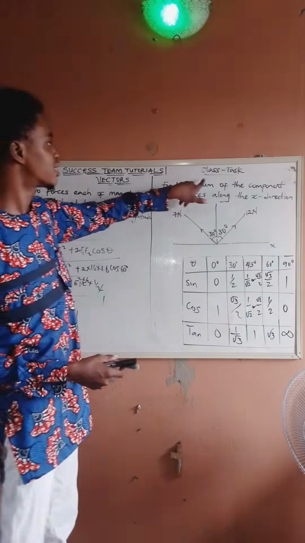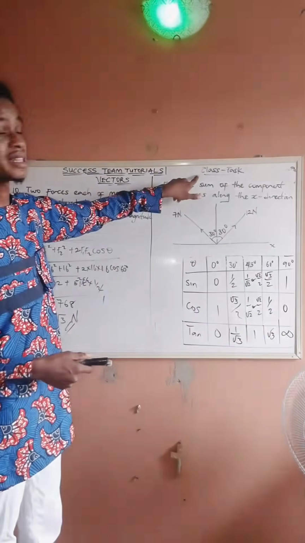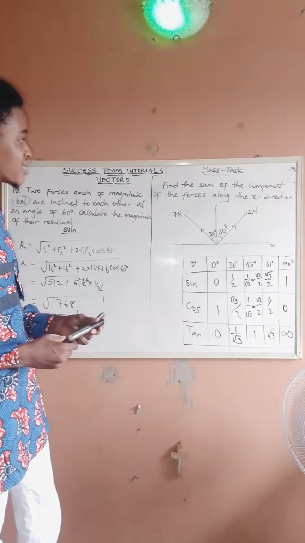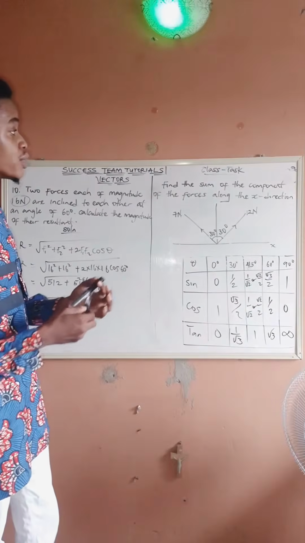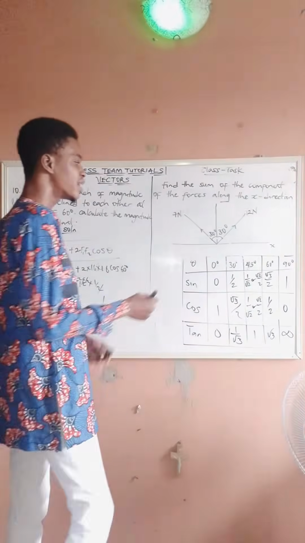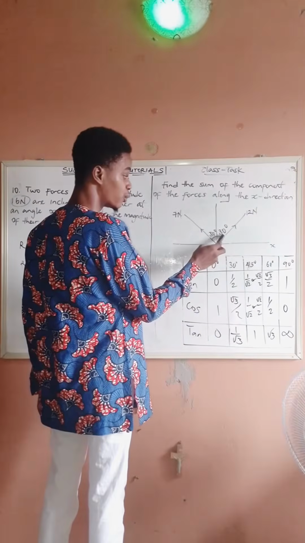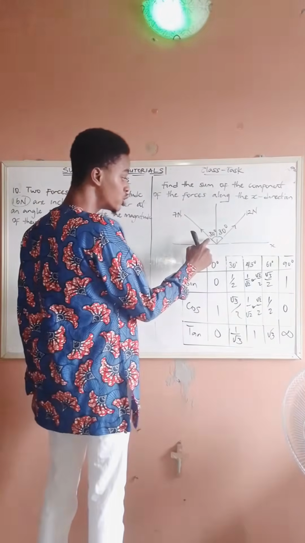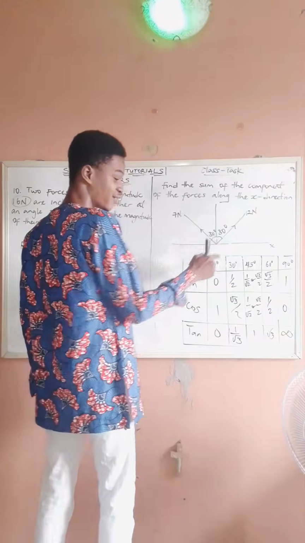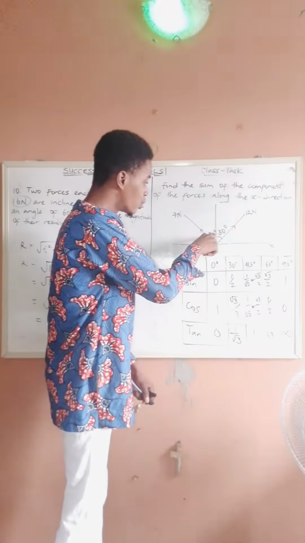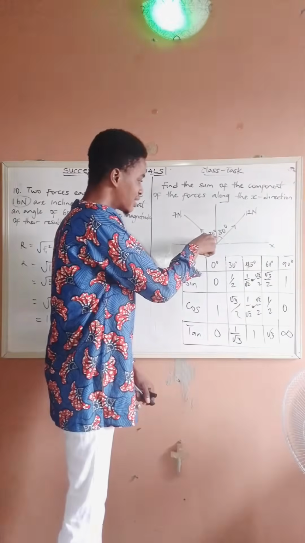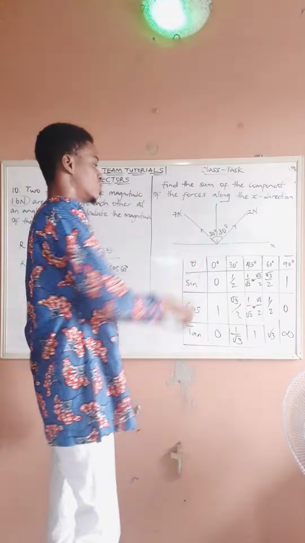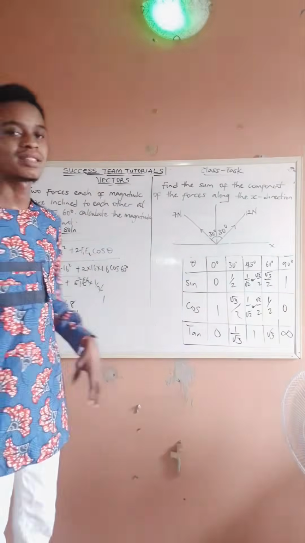So now, this is your assignment. Try this out. Find the sum of the components of the forces along the x-axis. Now, instead of giving you the angle from here to here, they give it inside. So you can use this one to find this one. You need this angle and not the one that is given to you. And you should know that from here to here is 90. So if here is 30 degrees, it means that this side is 90 minus 30. Same thing goes for this side. I want you to solve this and drop your answer in the comment section.